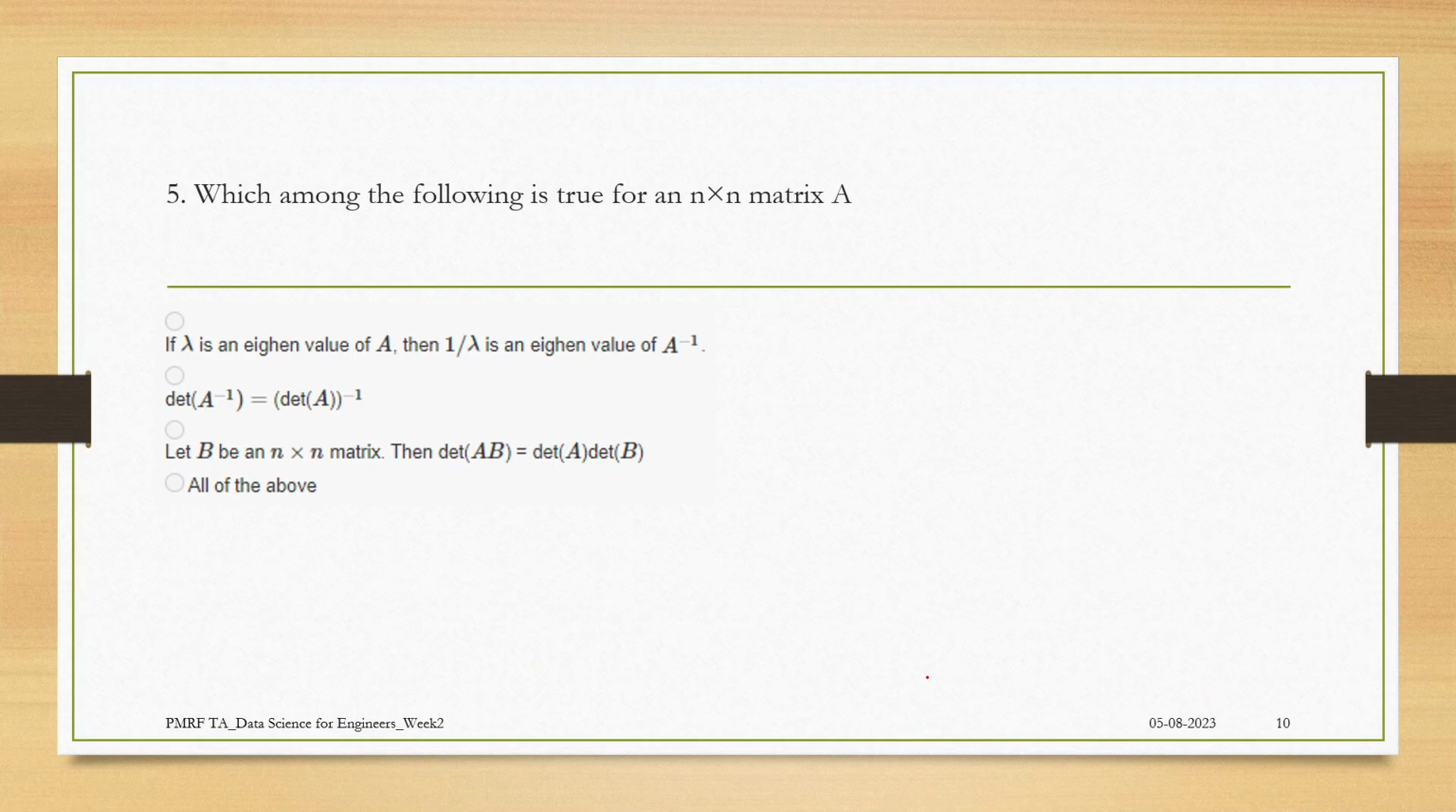Which among the following is true for an n by n matrix? If lambda is an eigenvalue of A, then 1 by lambda is an eigenvalue of A inverse. Determinant of A inverse is determinant of A whole inverse. And let B be an n by n matrix, then determinant of AB is equal to determinant of A into determinant of B, or all of the above. What is true among these? Tell me the answer.